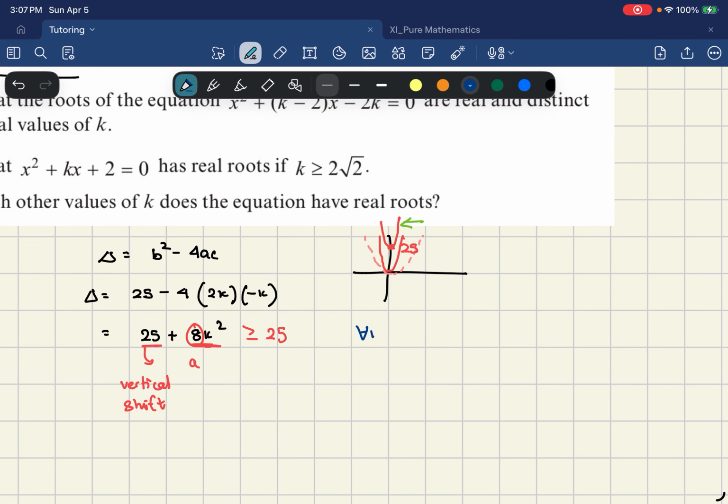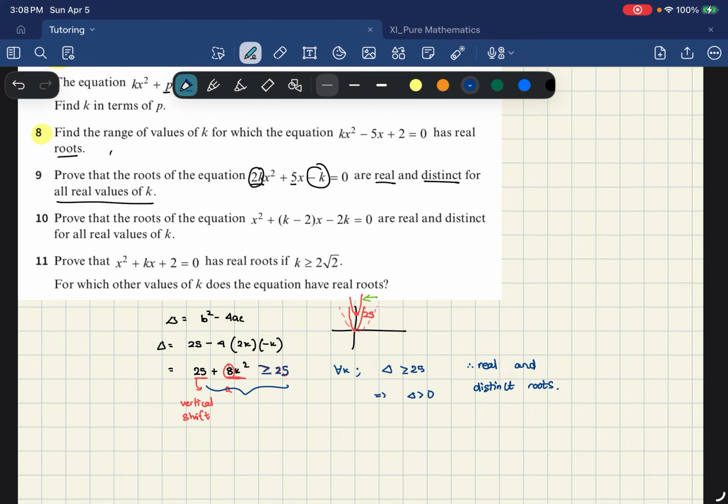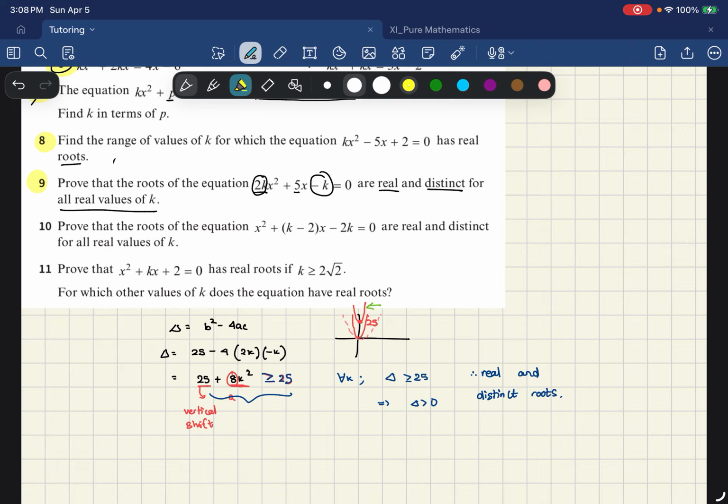So for all k, the discriminant is bigger than or equal to 25, which implies that the discriminant is bigger than 0. So therefore, we have real, because it's bigger than or equal to 0, and because it's bigger than 0, we have real and distinct roots. So that is the proof. We just want to prove that the discriminant is bigger than or equal to 0 for all values of k, and we can see that from this equation. All right. So that is question 9.